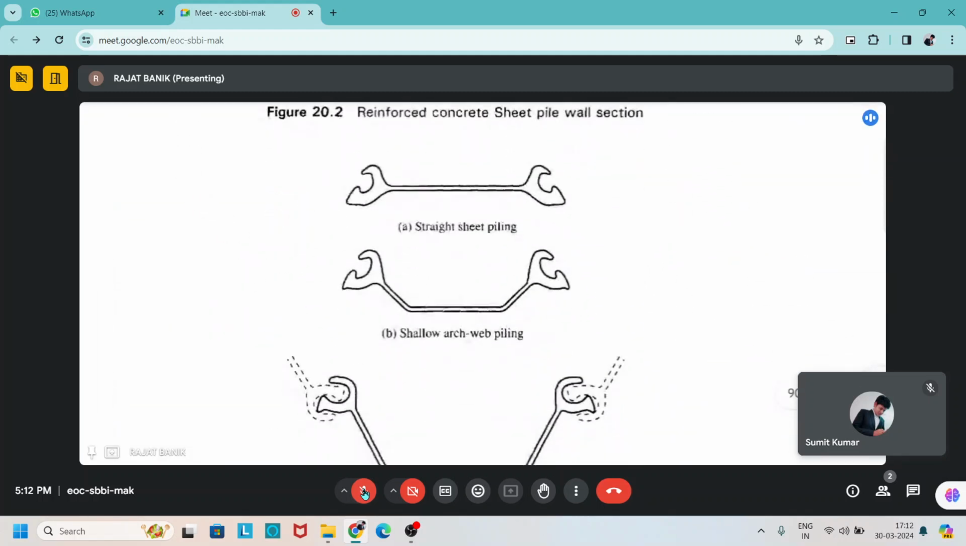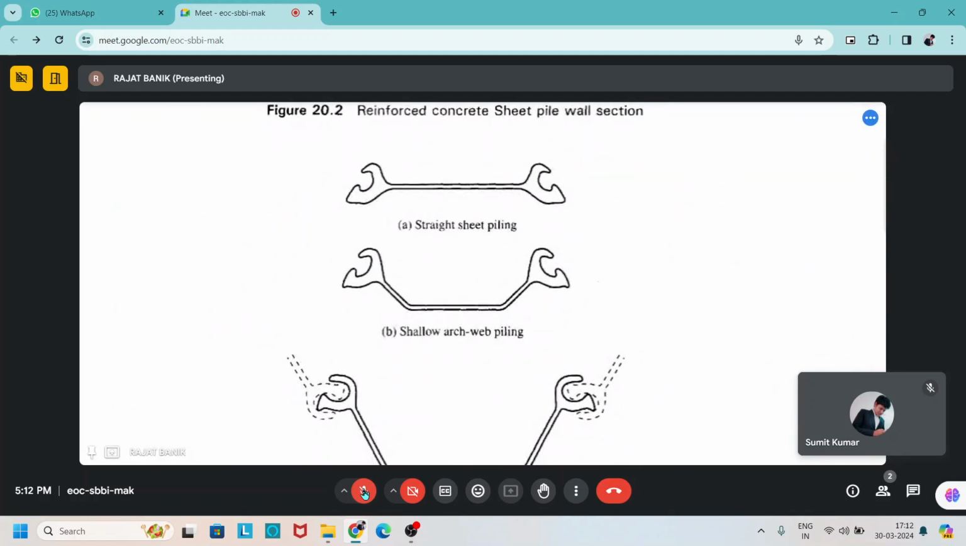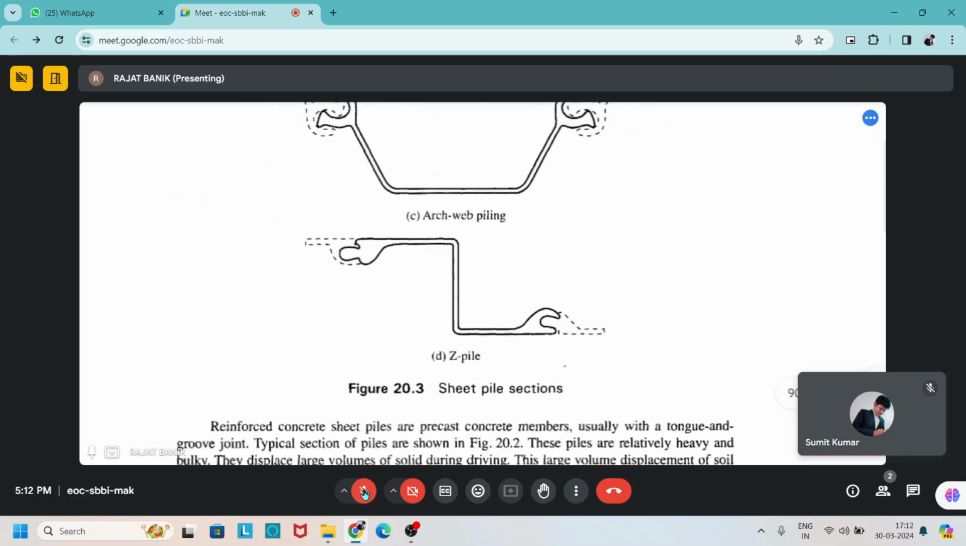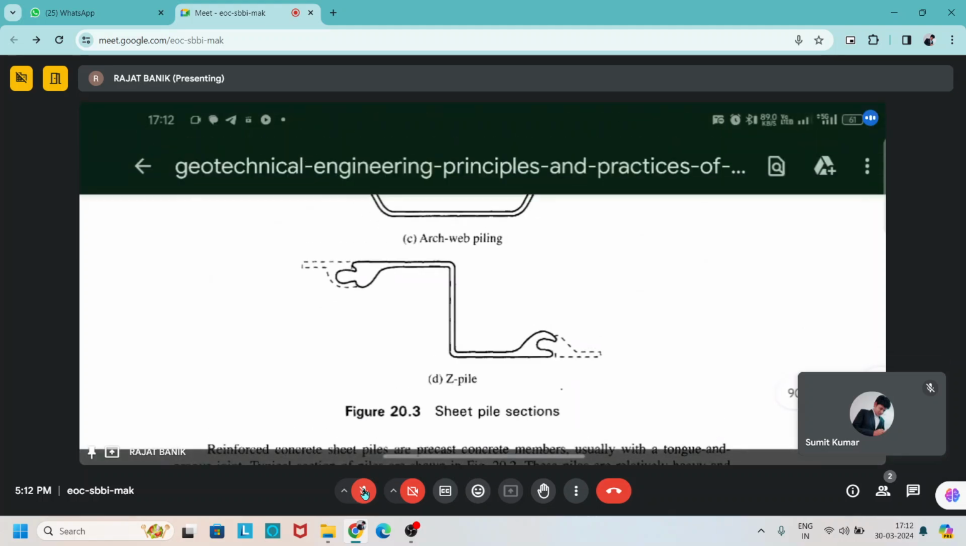So you can see that there are different types of sheet piles: straight web piling, shallow arc web piling, arc web piling, and Z section sheet piling.